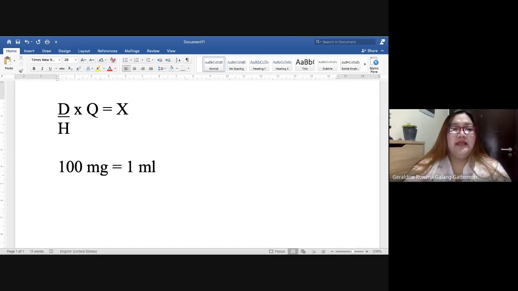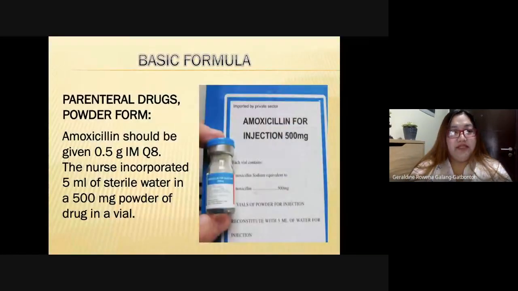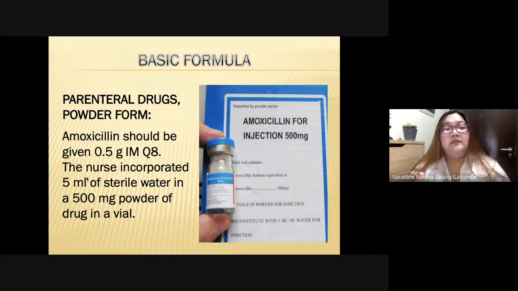Okay? So, again, what is our D? Ito. What is our H? Ito. At what is our Q? Kung gaano kadami yung idadagdag mo. Which also reminds me, if you are the nurse incorporating the liquid solution to a powder form drug, you always have to note the bottle.